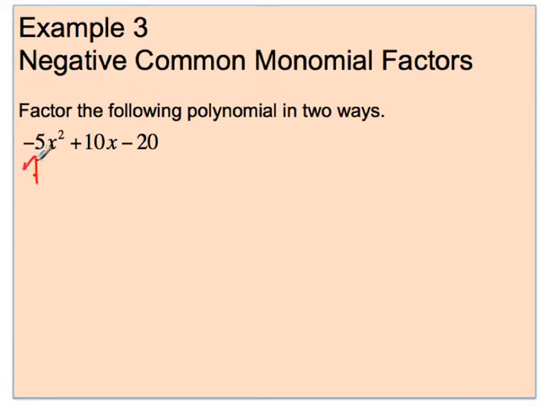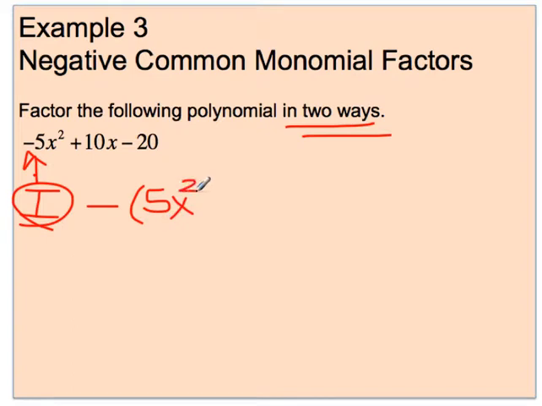Sometimes you'll see that questions start with a negative. So in this case, we have negative 5x squared plus 10x minus 20. You can see here it says to do this in 2 ways. The first way is to immediately remove the negative. So the first way says write this as negative and then 5x squared minus 10x plus 20, and so we change all of the signs inside the parentheses because we've already taken the negative out.